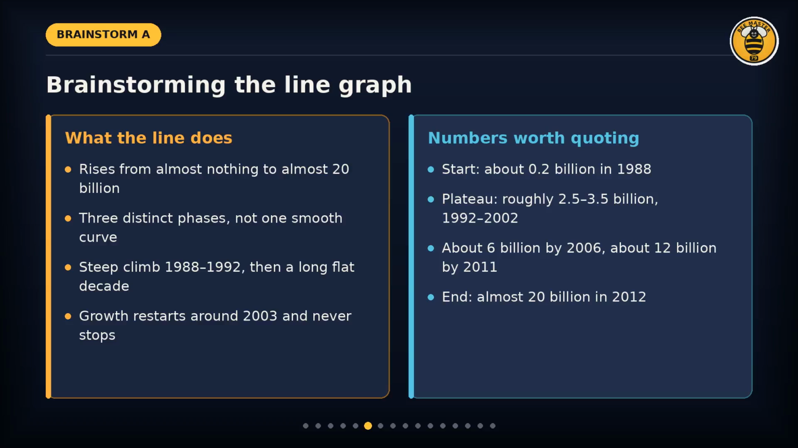Now let us brainstorm the line graph. On the left, what the line actually does. It rises from almost nothing to almost 20 billion in 3 distinct phases: a steep climb, a long flat decade, and then growth that restarts around 2003 and never stops. On the right, the numbers worth quoting. 0.2 billion at the start, a plateau of roughly 2.5 to 3.5 billion, about 6 billion by 2006, about 12 billion by 2011, and almost 20 billion at the end.